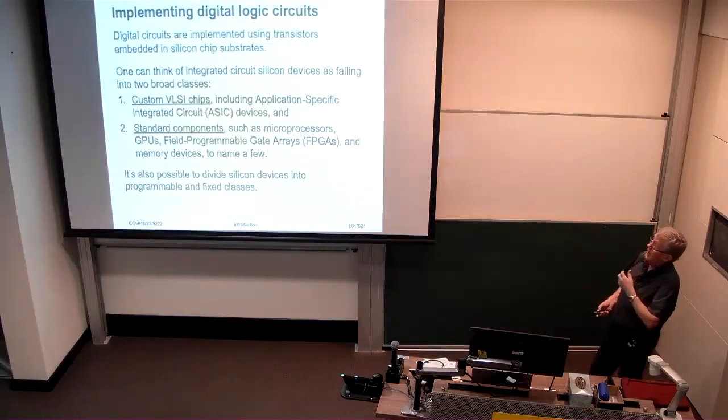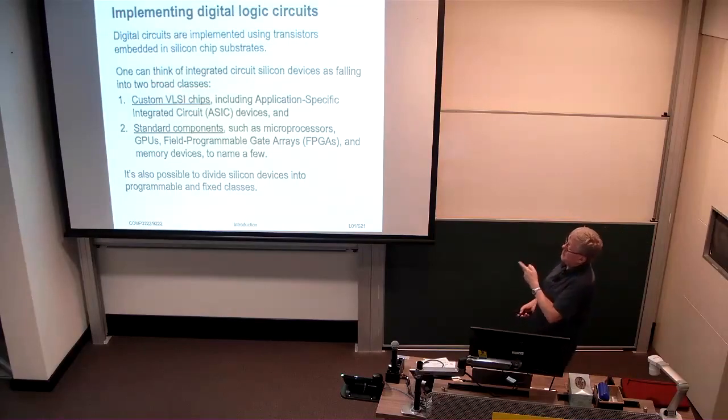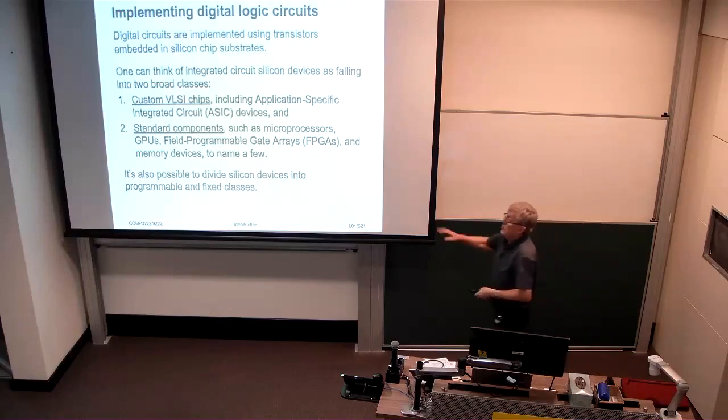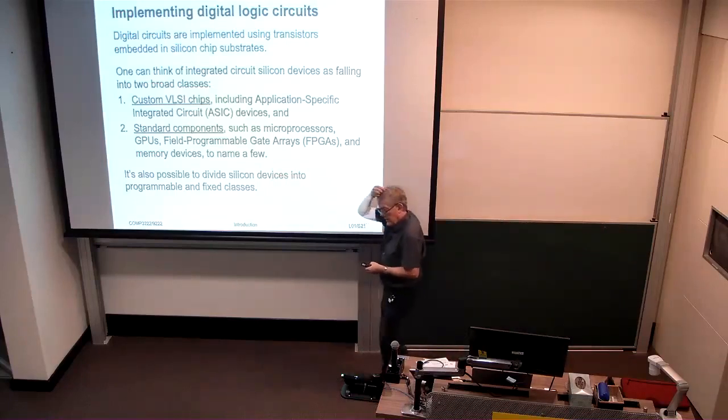All right. So we now know that digital circuits are implemented using transistors. There are two types of circuits that generally are manufactured.